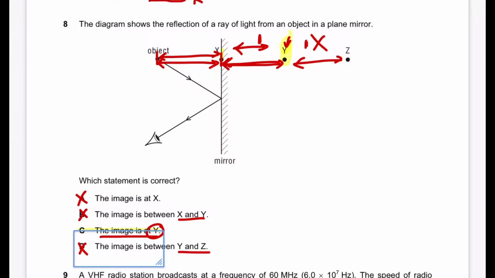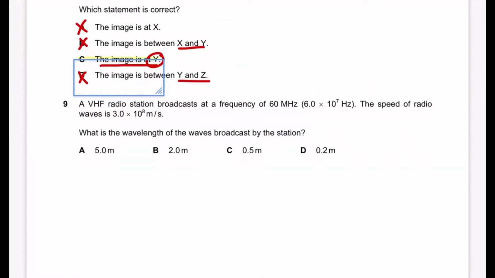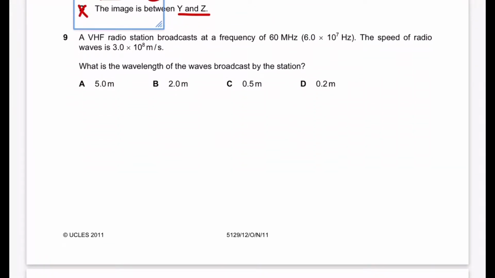Now with that done, let us move on to question 9. A VHF, very high frequency, radio station broadcasts at a frequency of 60 megahertz, or in brackets 6.0 times 10 to the power of 7 hertz. The speed of a radio wave is 3.0 times 10 to the power of 8 meter per second. What is the wavelength of the waves broadcast by the station?